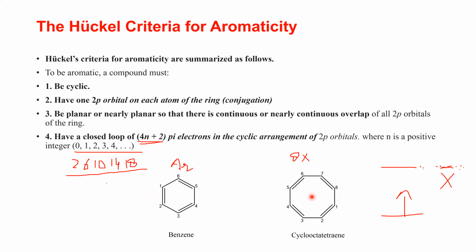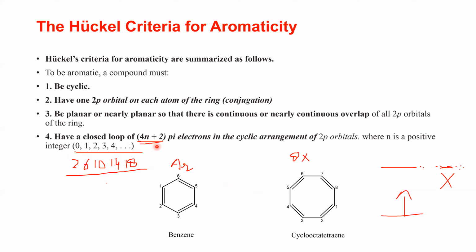Every atom has the 2p orbital, and this is in a conjugation. The third one is that it is planar and has proper, equal bond distances to each other. Now the fourth one is, if you just look at the pi electrons, how many pi electrons it has. So it has 2, 4, 6, 7, 8.